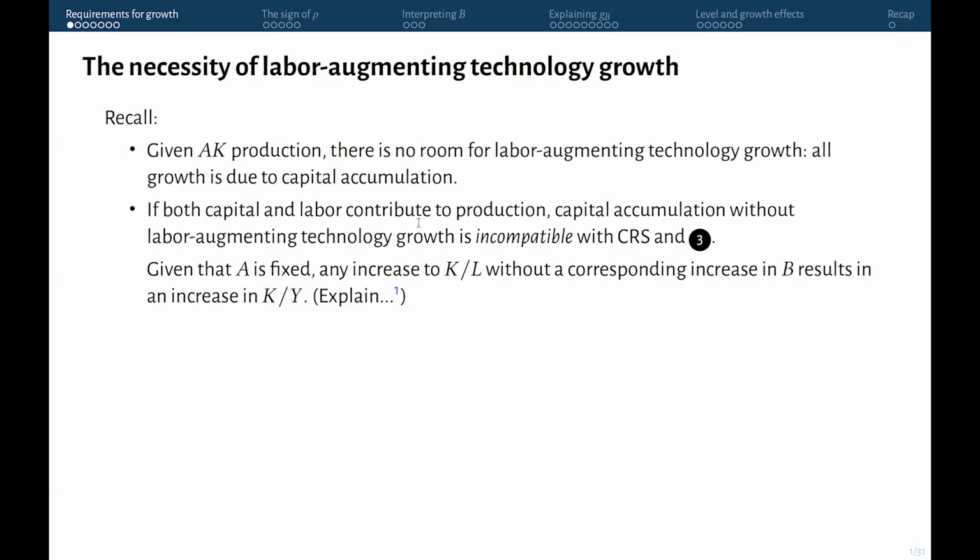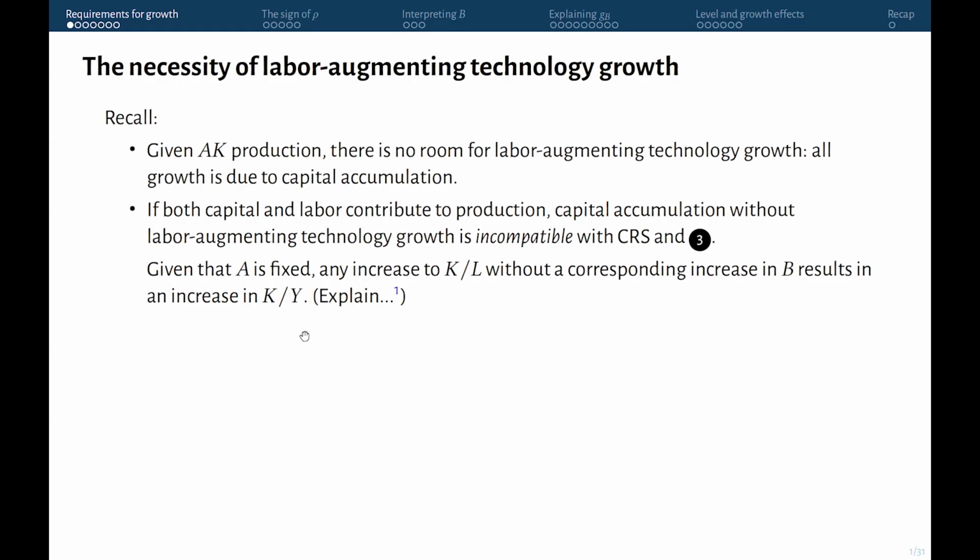So to start with, recall the simplest case of all, the one factor AK production function, and how in that case, growth is all due to capital accumulation. There's no labor, certainly no labor augmenting technology growth. And recall that in the two factor case, growth without labor augmenting technology growth, or indeed with capital augmenting technology growth, is going to be incompatible with constant returns to scale and our Kaldor fact 3, which was the constant capital to output ratio.